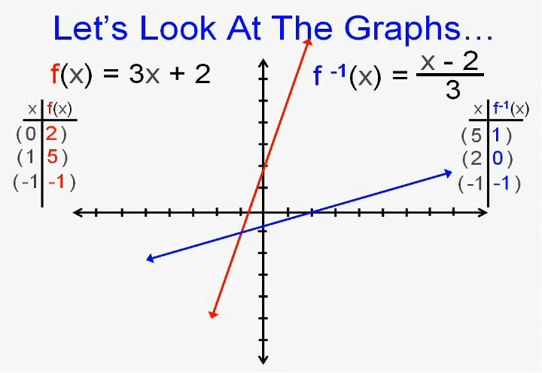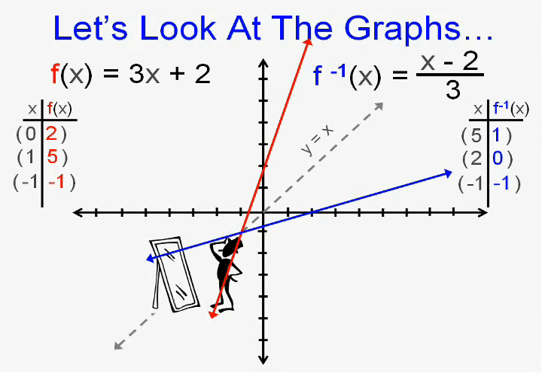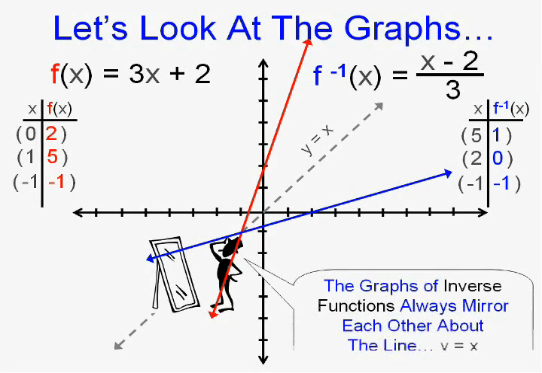And if you draw the line y equals x, and if you fold it on that dotted line, that red would end up on top of that blue. So the graphs of inverse functions always mirror each other about the line y equals x, meaning that you could fold your graph over the line y equals x on the dotted line, and they'd fall on top of each other.